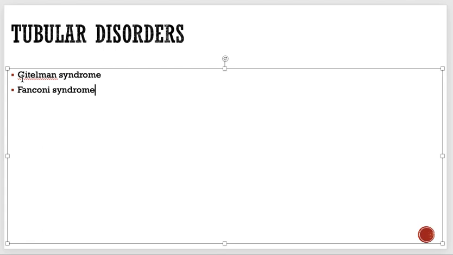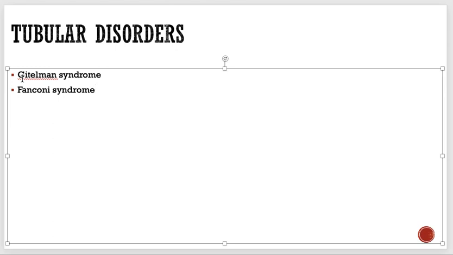Like Fanconi syndrome, whenever it is congenital, it can lead to rickets in children. So what is the treatment? Of course, we have to replace all these things in the body, because the kidneys keep on losing them. But this is about Fanconi syndrome.